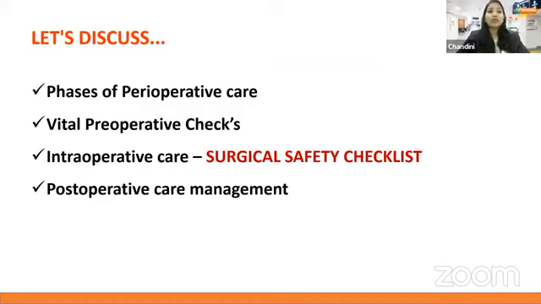Let's discuss today's objectives: phases of perioperative care, as well as some vital parameters in preoperative checks. Connected to that is intraoperative care, which is very, very important: IPSG goal number 4, the surgical safety checklist. After surgery, we'll be dealing with postoperative care management and how to do it effectively. With all this, we have to give a better experience to the patient, so that an enlightened patient can be discharged very safely.